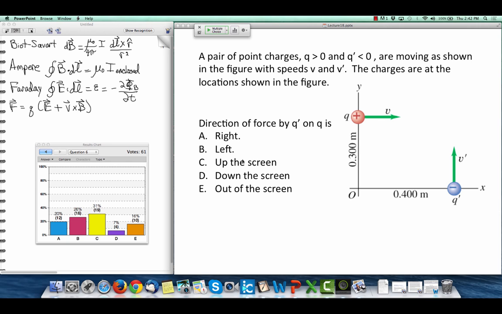Well, each of those things have to happen. They both happen. What I asked you was the force by Q prime on Q. And the reason Q, so this is a force that Q feels. A force on Q is a force that Q feels. So the reason Q feels a force is because there's a magnetic field there. The reason it feels a magnetic force.